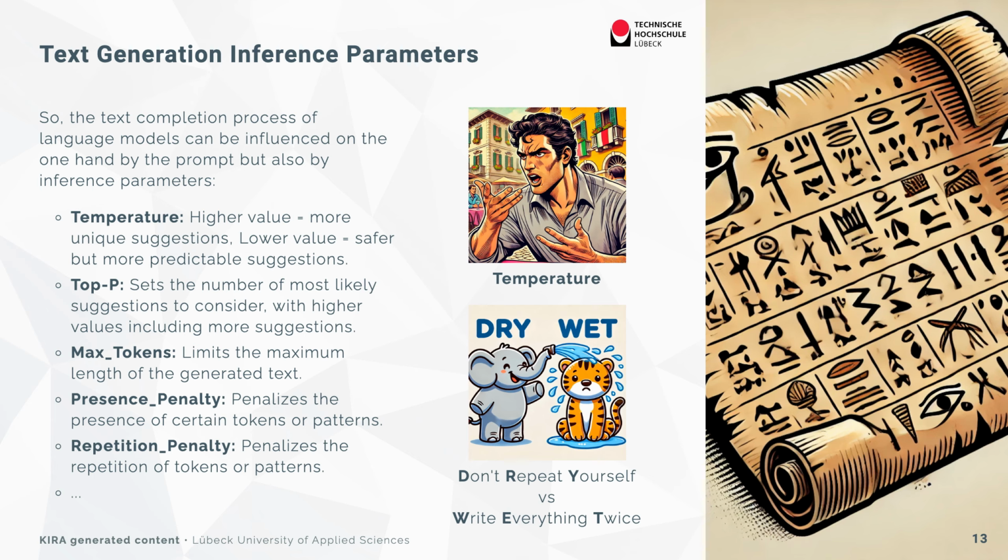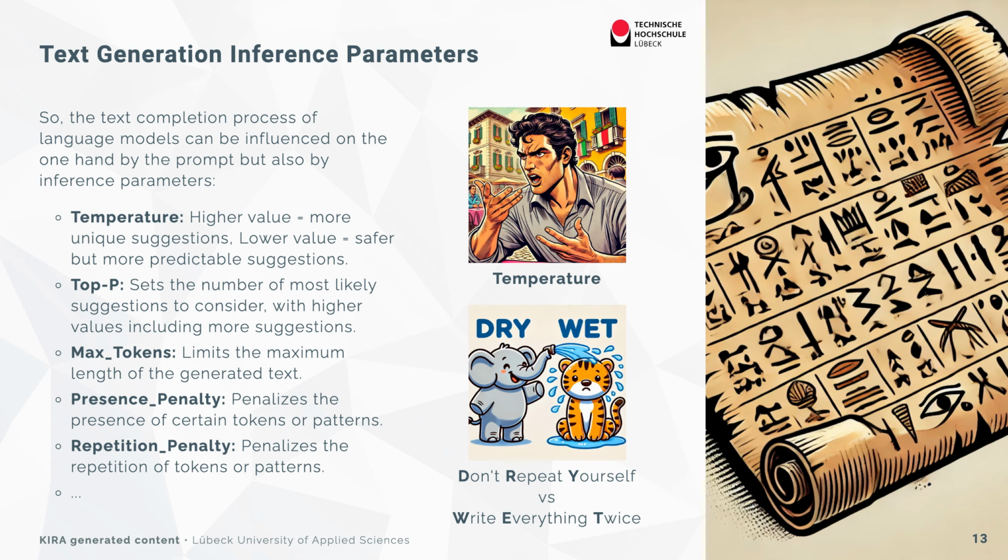Text generation inference is the process that enables trained language models to produce new, coherent, and context-specific text based on a given prompt, input, or context. But what influences the text completion process of these language models? Well, it's not just the prompt. There are several crucial inference parameters that come into play.